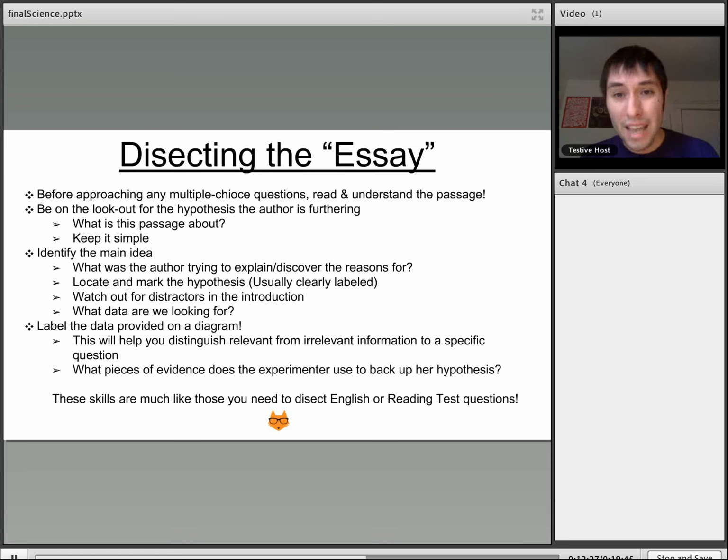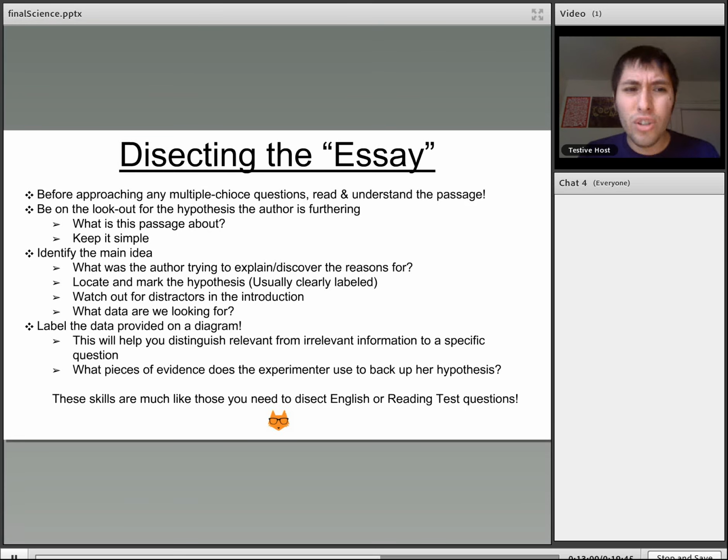So that means that it's going to be really important for all these question types to do one thing, and that is dissecting the passage, really making sure that you understand what the text is talking about and that you do it quickly so that you can get to the questions that are associated with it. So before approaching any multiple choice questions, read and understand the passage. Even if you think you know from all of your years of studying science that it's really obvious that the answer to question 3 will be B, you do not know what curveball they may have thrown at you in the passage. So make sure that you read and understand that.